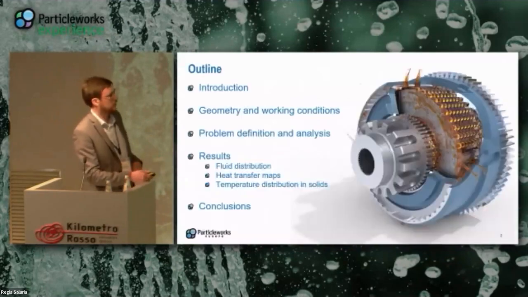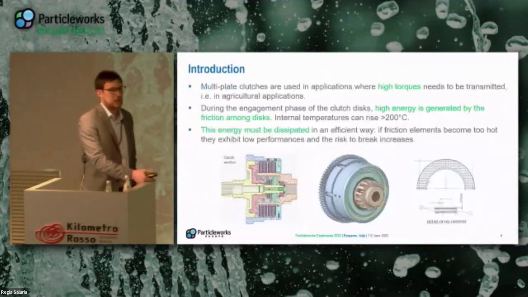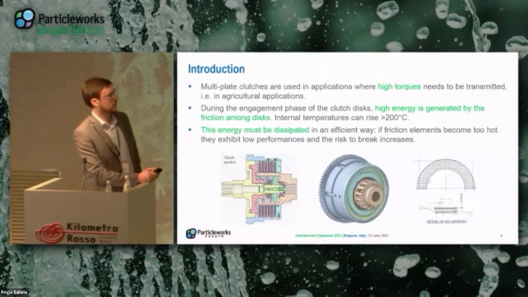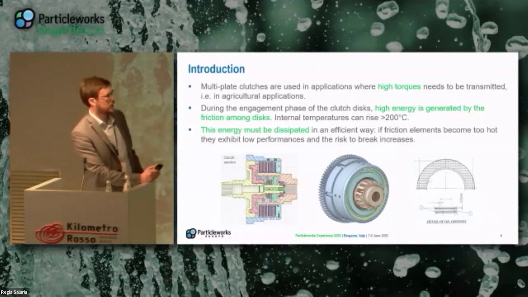Okay, so let's start with a brief introduction. When you have to transmit high torques, especially for example in agricultural application, you need multi-plate clutches to distribute the friction on different plates. And during the engagement phase, the friction increases the temperature of the materials, which can increase up to more than 200 Celsius. And if the cooling is not properly set up, you can have a reduction of efficiency of torque transmission and also an increase in failure risk.